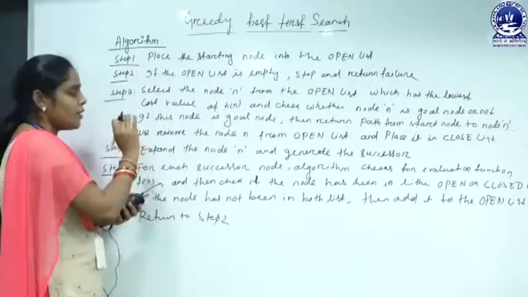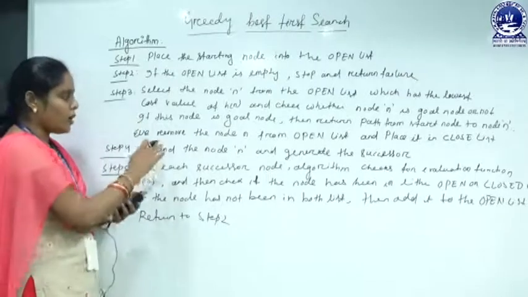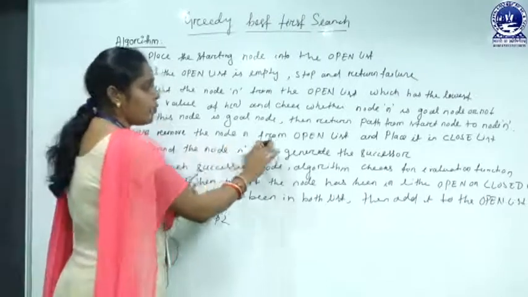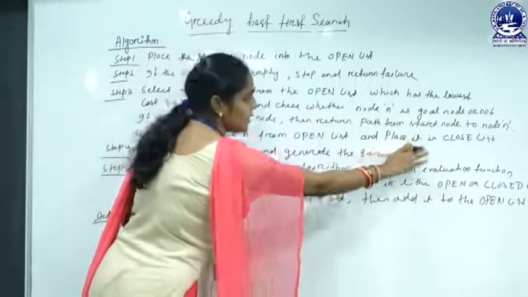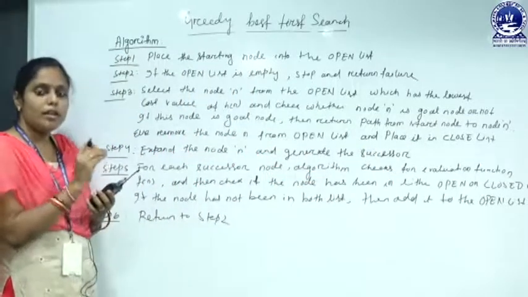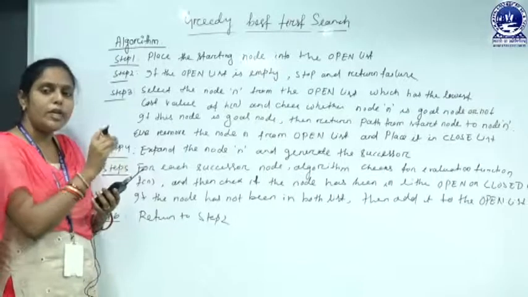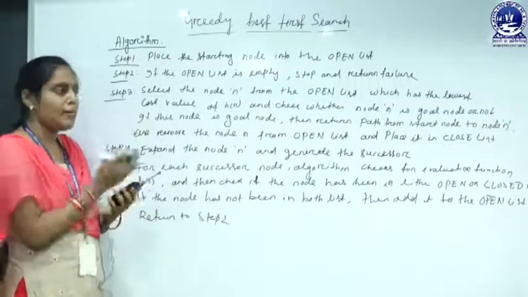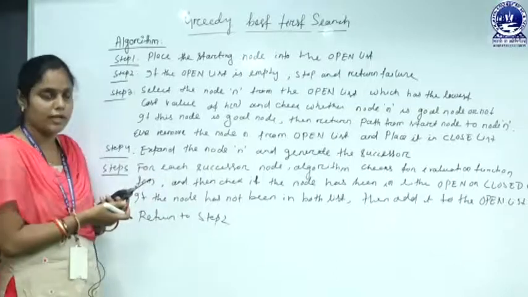If this node is not a goal node, then we remove the node n from the open list and place it in our closed list. That means if the node is not a goal node, then we remove that node from our open list and place that node in our closed list.